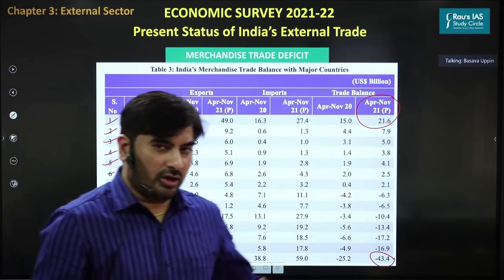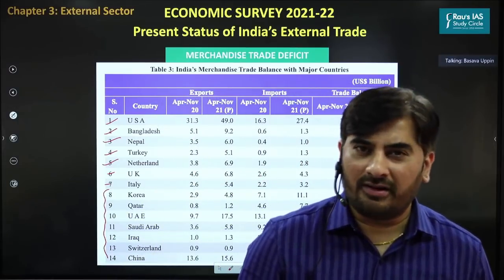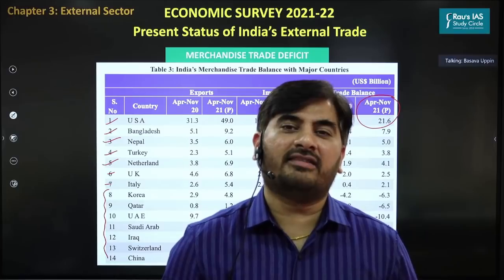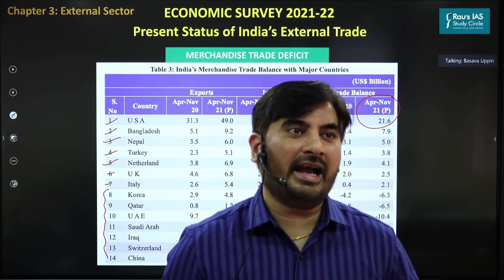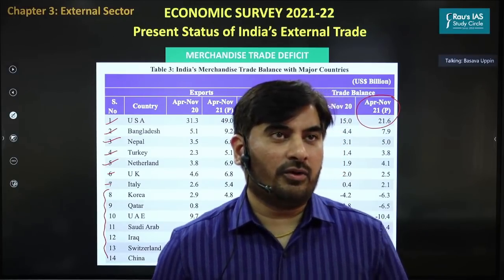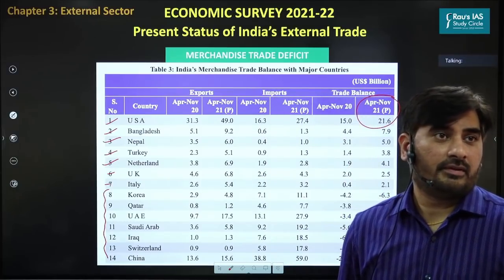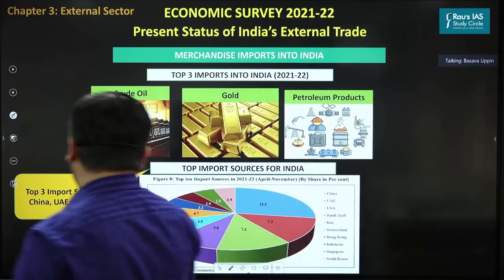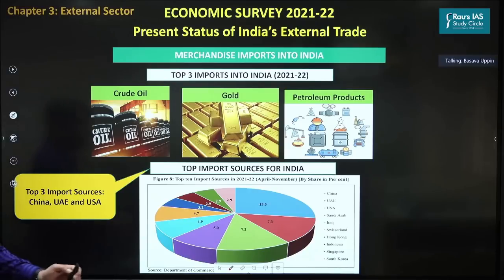So if at all you come across a question in the UPSC prelims as to with which among the countries does India enjoy trade surplus, or with which among the countries does India have a trade deficit? So accordingly, you have these things. Top import source countries. So top import source countries are China, UAE, and USA. These are top import source countries.